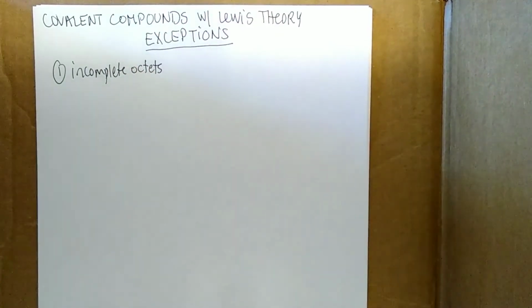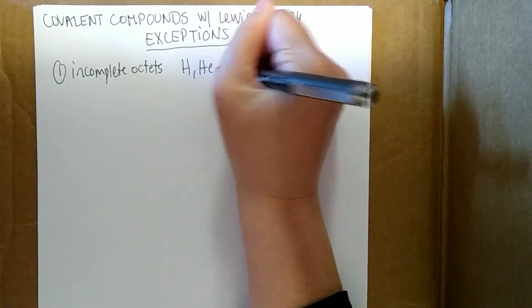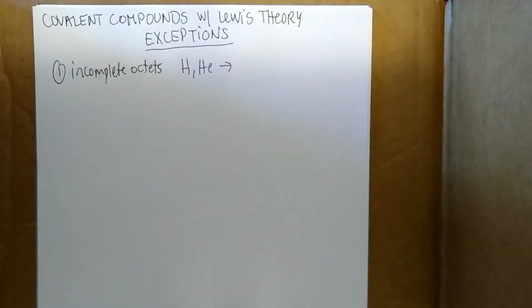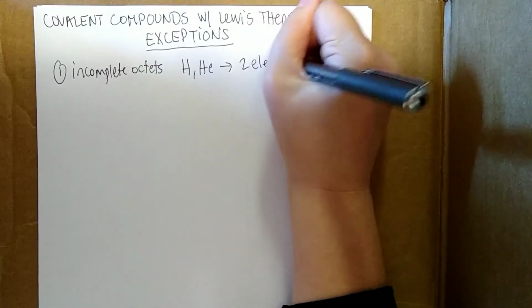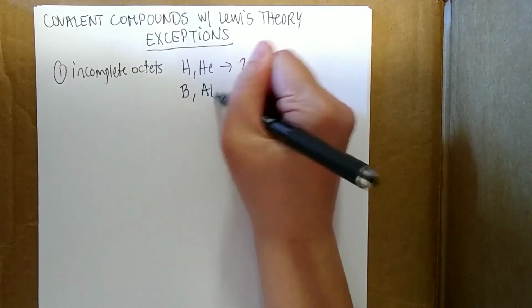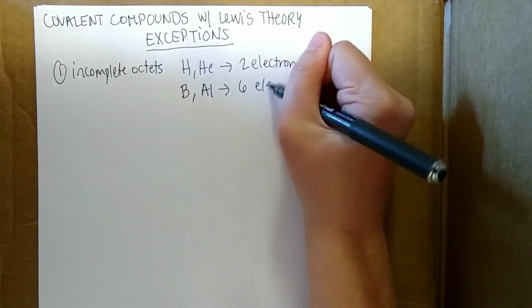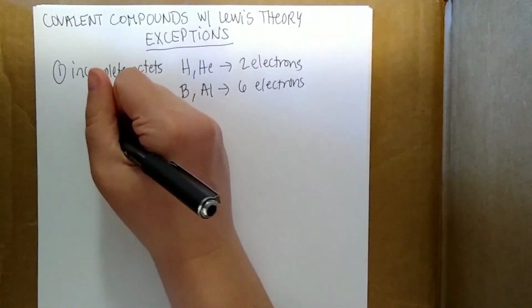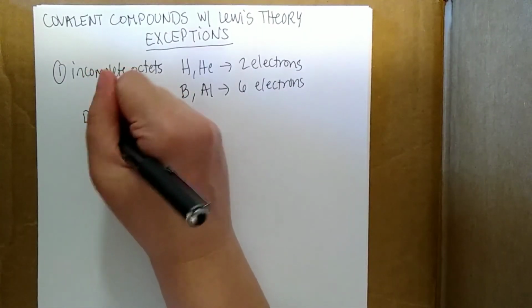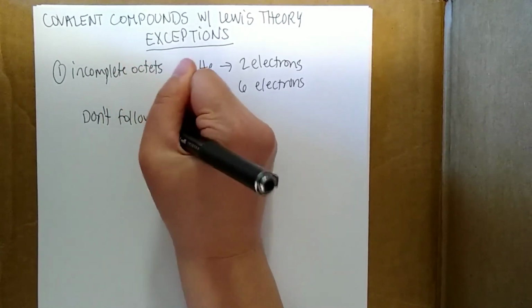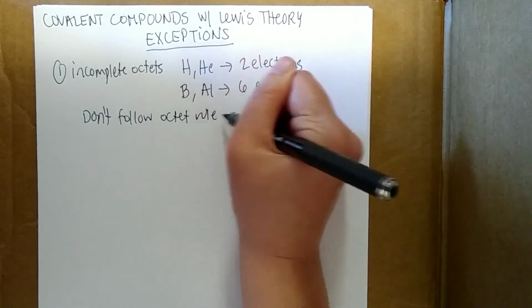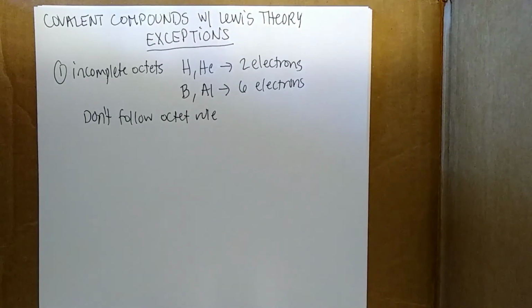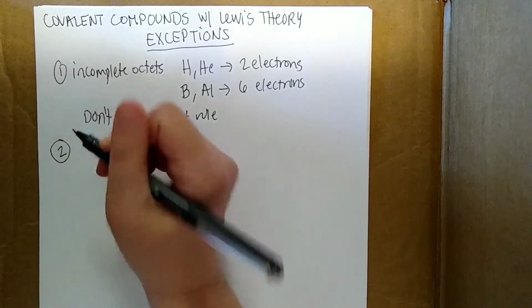As I've said, something like hydrogen and helium, you have to remember that they don't want an octet necessarily. They only want to have 2 electrons in their outer shell. There are some other exceptions you have to watch out for, namely boron and aluminum like to have 6 electrons. So these elements don't follow the octet rule. When you want to make these electrons happy, you're not looking for 8 electrons, you're looking for 2 electrons or 6 electrons. That's the only thing you have to remember.